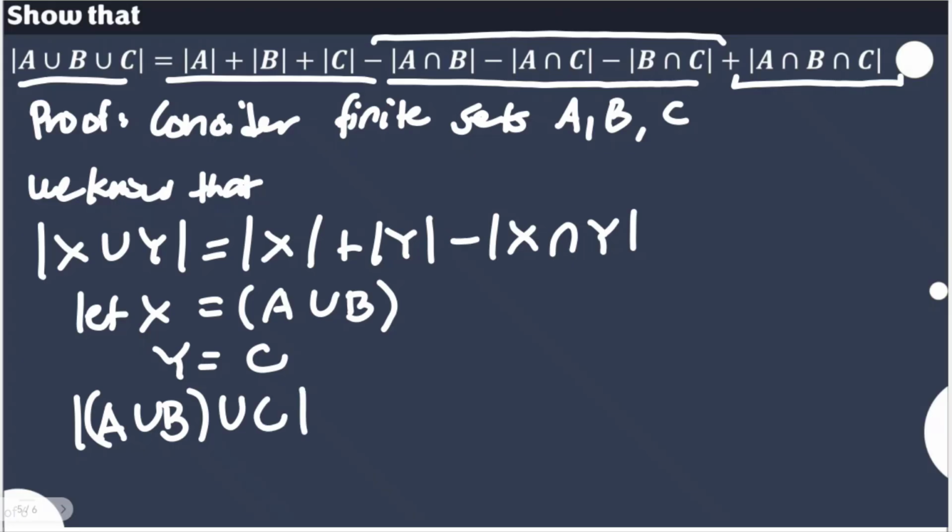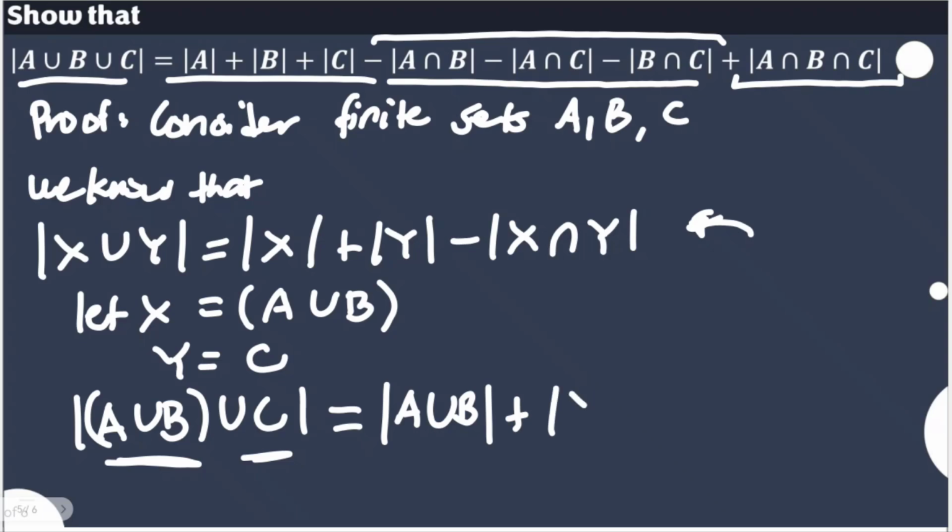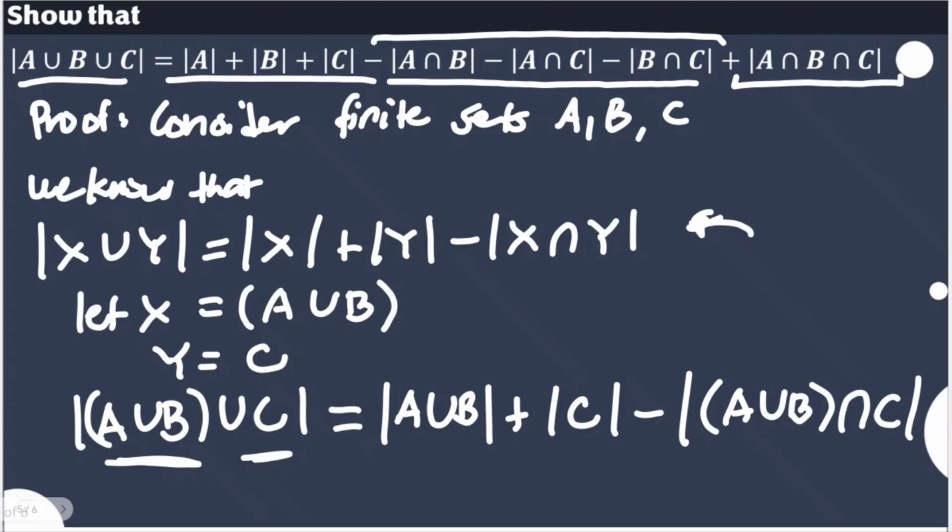I am grouping this one here so that we can work on this form, which we also shared in the previous video, talking about the inclusion of the cardinality of each and then exclusion of their intersection. That would mean this is equal to the cardinality of x, which is A union B, plus the cardinality of y, which is C, minus, we have here x again, A union B intersection C.